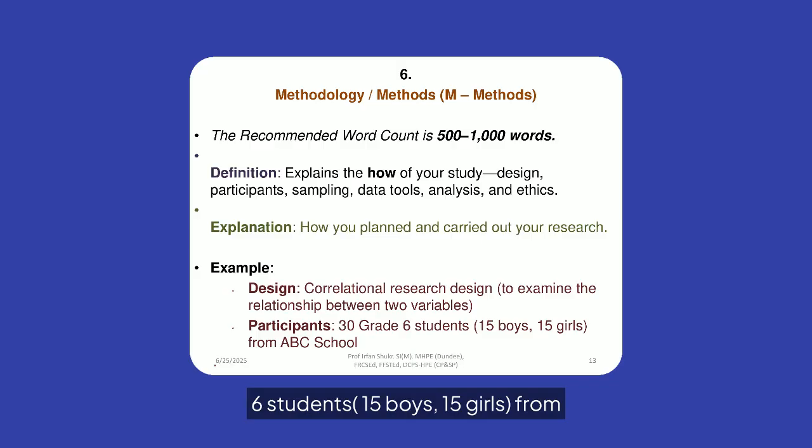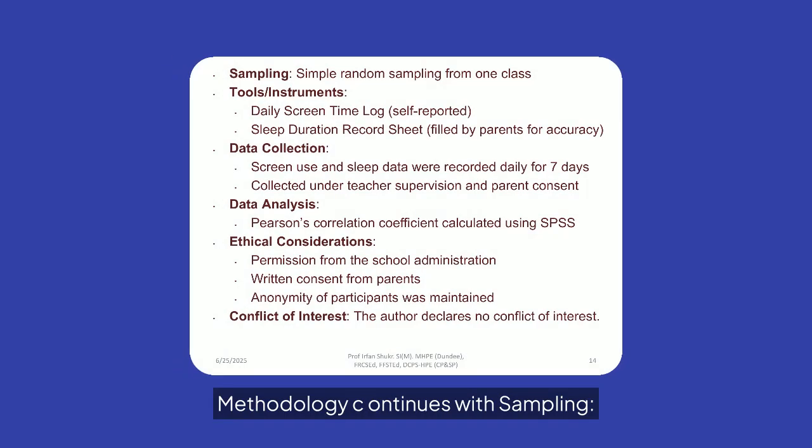15 boys, 15 girls from ABC School. Methodology continues with sampling: simple random sampling from one class. Tools/instruments: daily screen time log, self-reported. Sleep duration record sheet, filled by parents for accuracy.